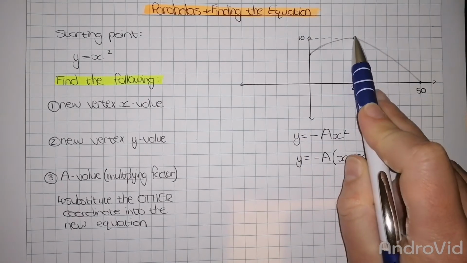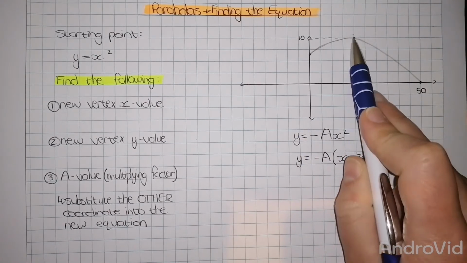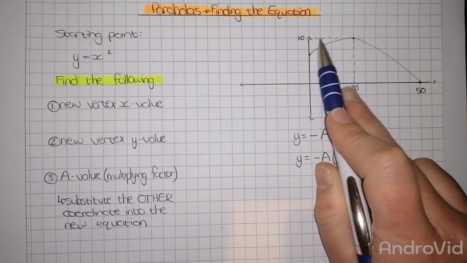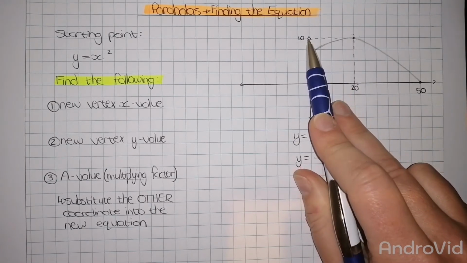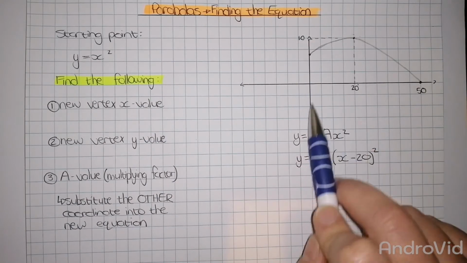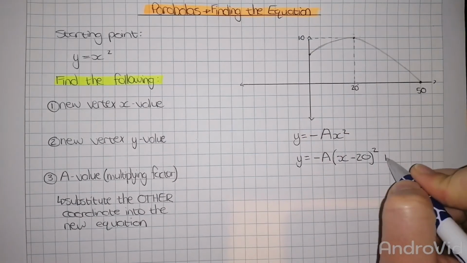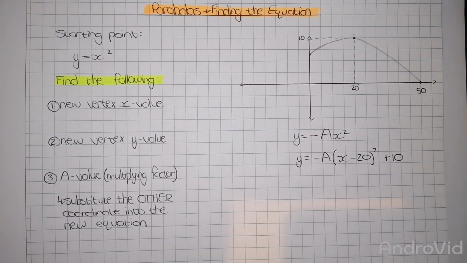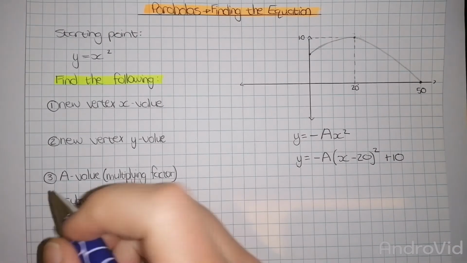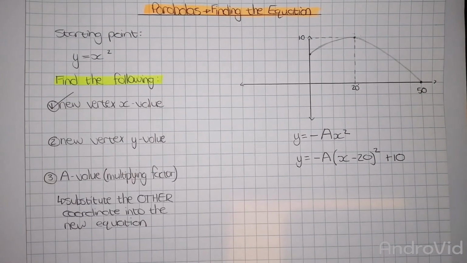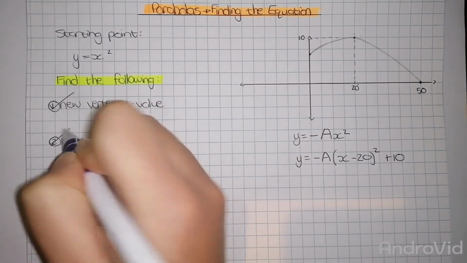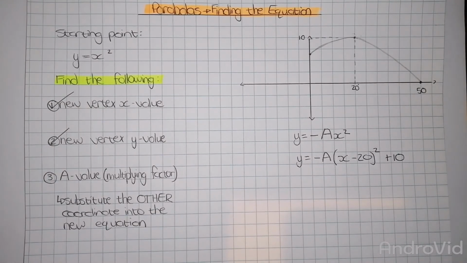Now my vertex has also moved upwards on the y-axis, up to 10. We know that the sign for movement on the y-axis stays the same. Therefore, it is going to be plus 10. I have found my x value for my vertex. I've also found my y value for the vertex. The next thing we need to do is find my a value.